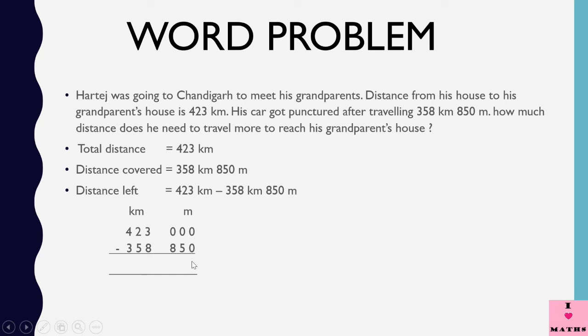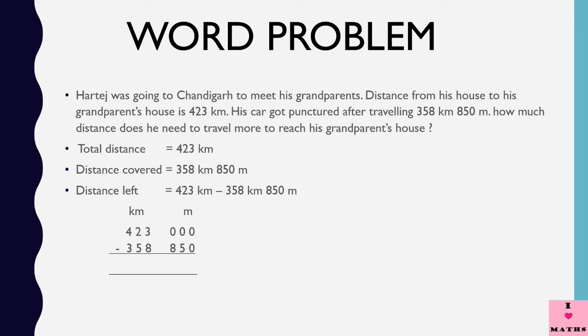0 minus 0 will be 0. 10 minus 5 will be 5, because this 0 has borrowed from here, so it will become 9. 9 minus 8 will be 1. Here it will be 2 because it has given 1 kilometer here. So 8 cannot go from 2. So this 2 will borrow from here. It will become 12.